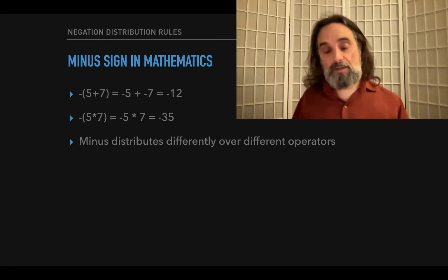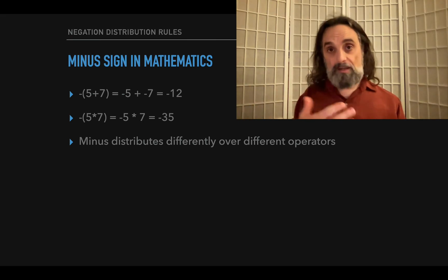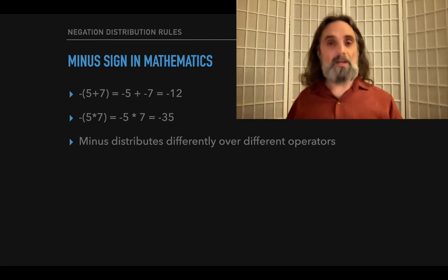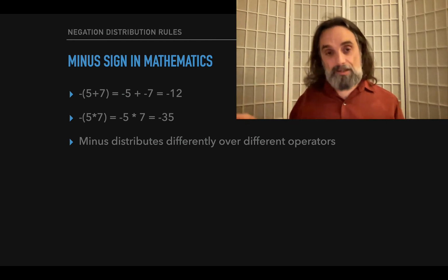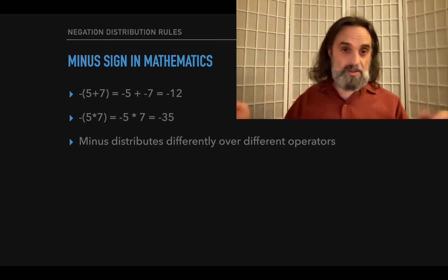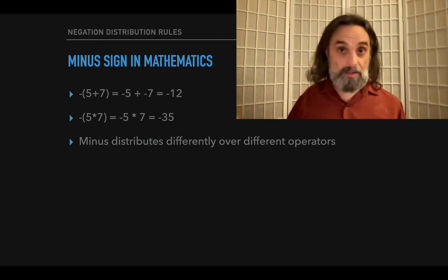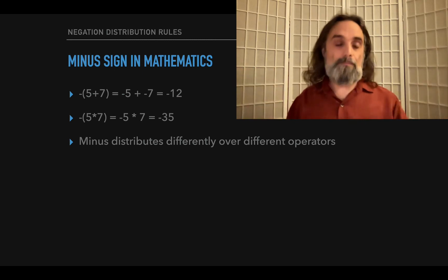In mathematics, we can see that negation interacts differently with different operators. So let's say we have minus 5 plus 7. Well, 5 plus 7 is 12. Negative of that is negative 12. We can move that minus sign inside and put it on both the 5 and the 7. We have minus 5 plus minus 7, and that comes out to minus 12. So in that case, when we move the minus inside, it goes on to both of them.